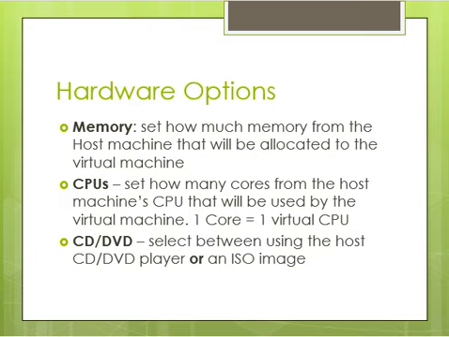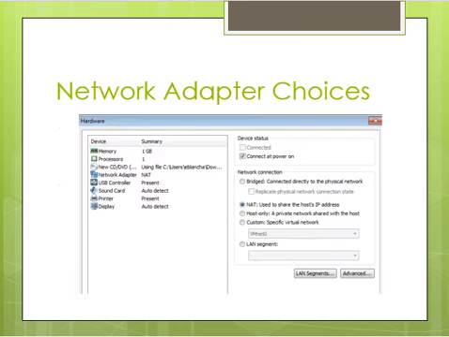CD/DVD will select between using the host DVD player or an ISO image. We selected ISO image. Next, we can check our network adapter choices. When we select the network adapter, we have choices that are bridged, NAT, host only, and custom. Let's see what we got here.